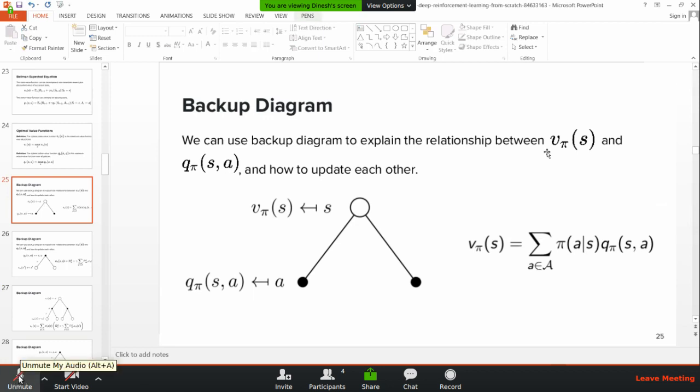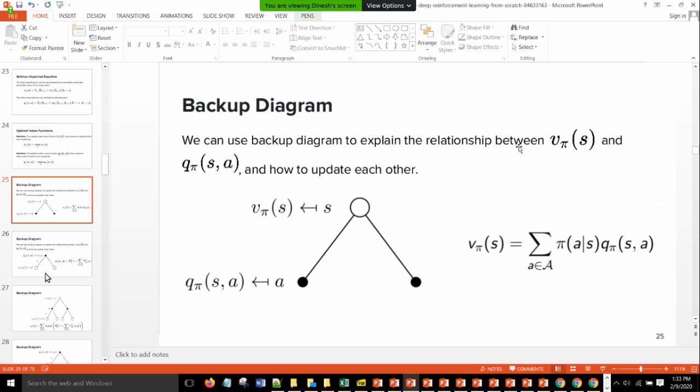If you see this v pi, it tells the relation between v pi of s and q pi of s. This is your state value function, and this is your state action value function. So that is the difference: here we have the action term involved. And this v pi is your policy evaluation. So there are two things: one is the policy evaluation, and one more is deriving the policy itself.